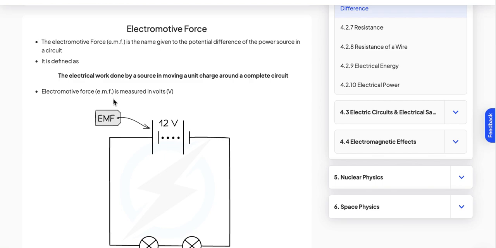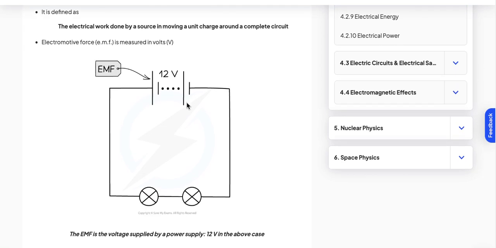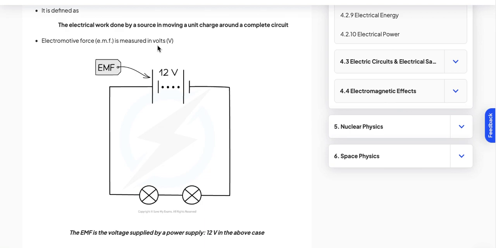So electromotive force, EMF, is measured in voltage, meaning the unit is volt. So whenever you see the voltage here of the battery, it is the EMF. The unit of EMF is volt.